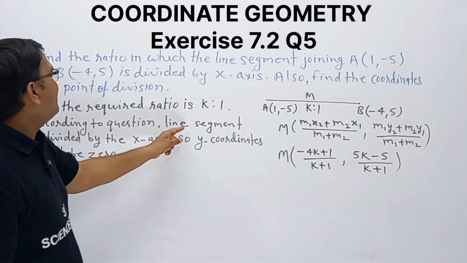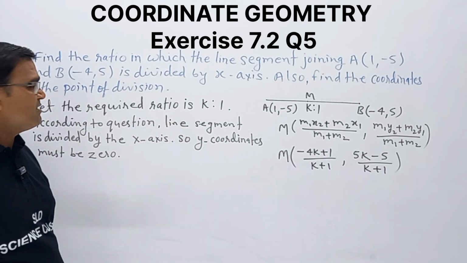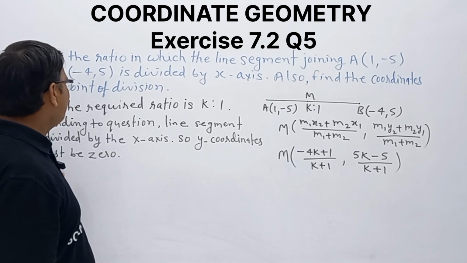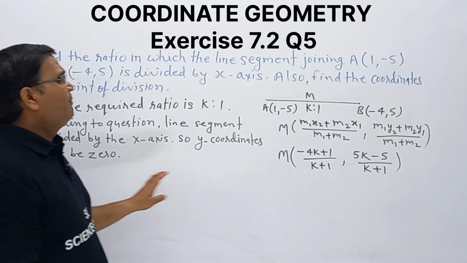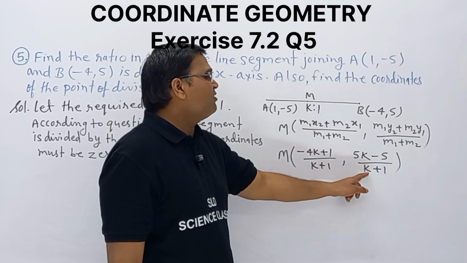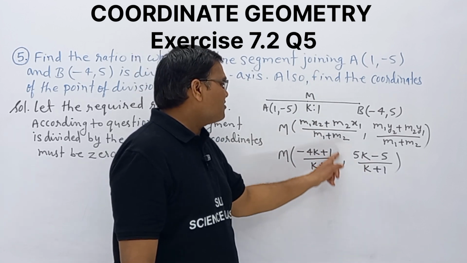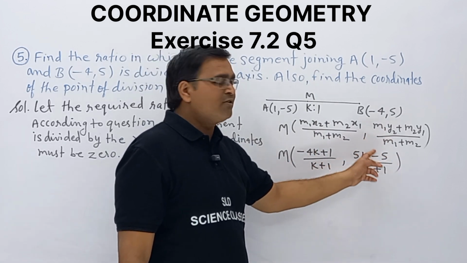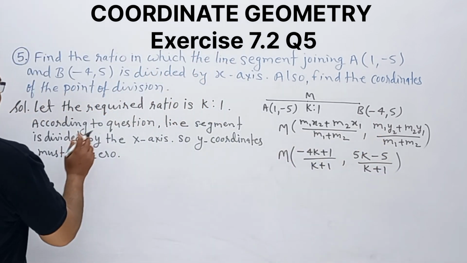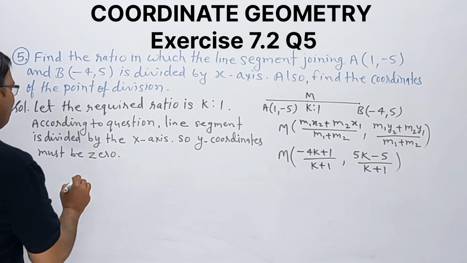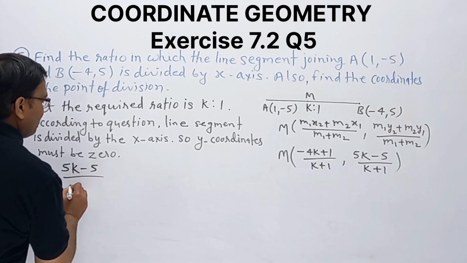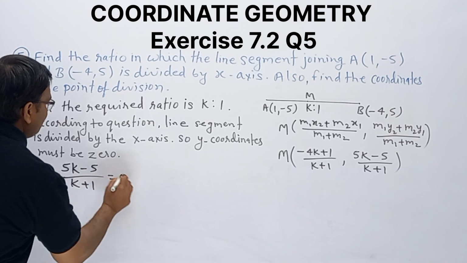As per the question, the line segment is divided by the x-axis, so the y coordinate must be 0. By using the section formula we get this as the x coordinate and this as the y coordinate. This y coordinate will be equal to 0. So 5k minus 5 divided by k plus 1 equals 0.